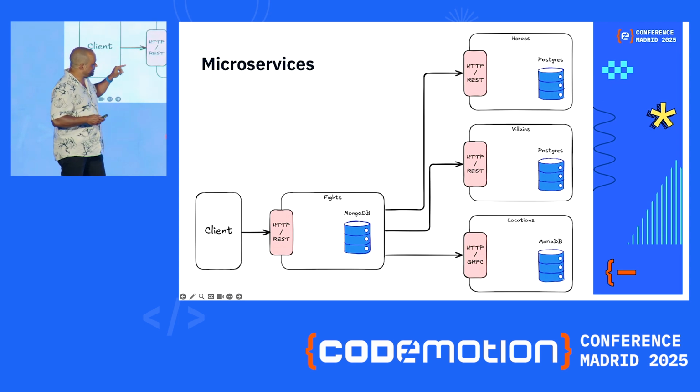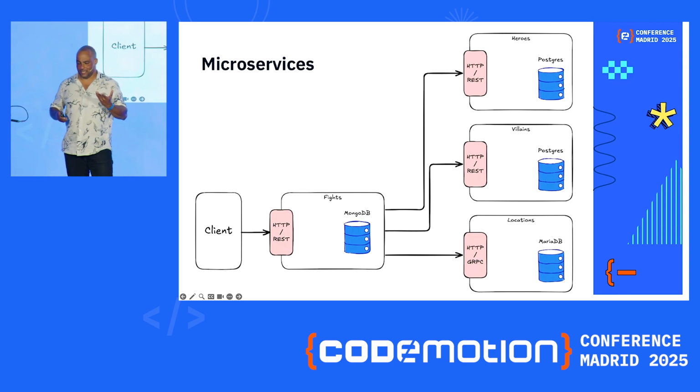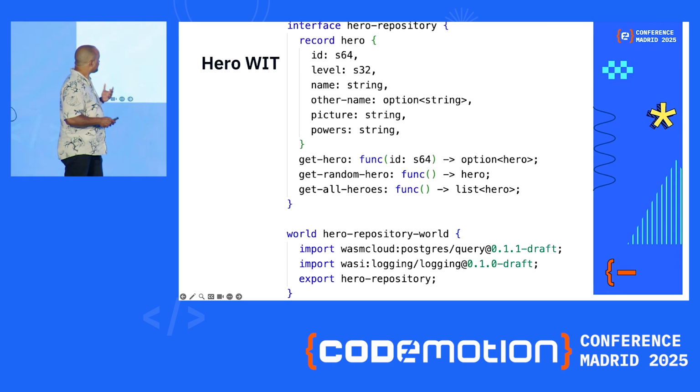So can we remove those network gaps? Well, we could, because we can also expose specific functions, so not like HTTP, but the function we actually want to use. So for example, here, I've added the interface, hero repository, that will give access. First, we need to define what a hero is. It's like a record here, struct, class, whatever. And you have some functions that you're going to export.